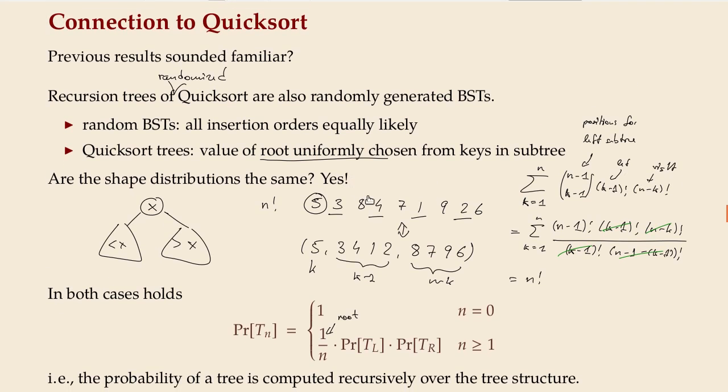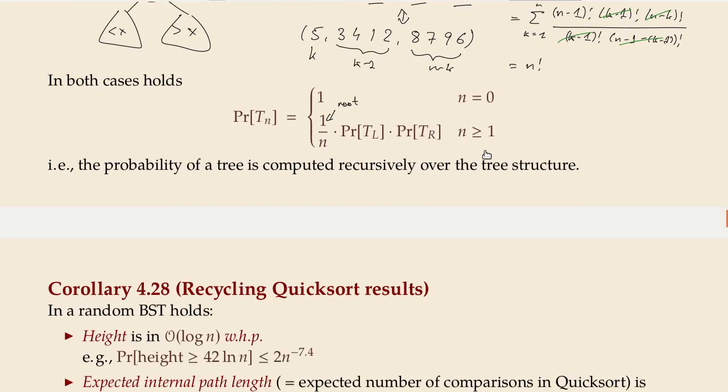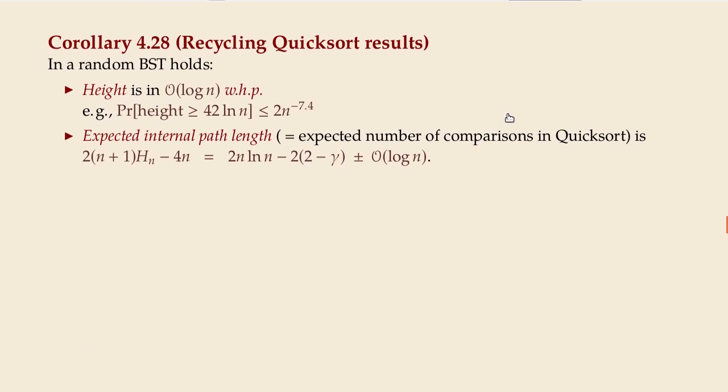So I made this argument to convince you that quicksort recursion trees and random BSTs are actually the same distribution of tree shapes. And that means we can use the results that we know from quicksort and apply them to random BSTs, which was the height is logarithmic with high probability. And we know from quicksort that the expected internal path length, we talked about external path length before, which is the depth of the leaves summed up, where you can do the same thing with the internal nodes, and that's just the comparisons in Quicksort.